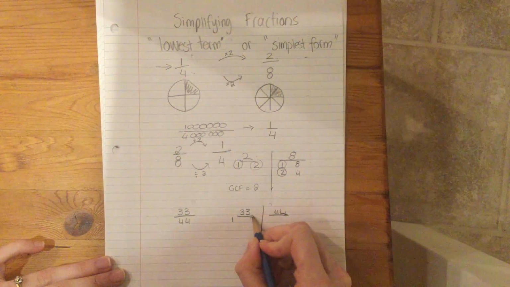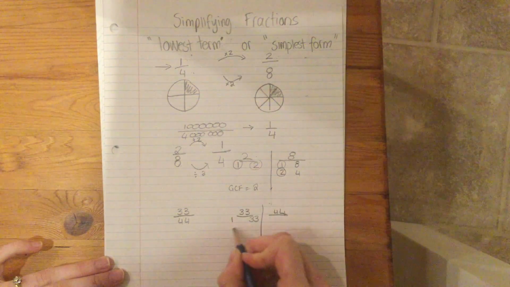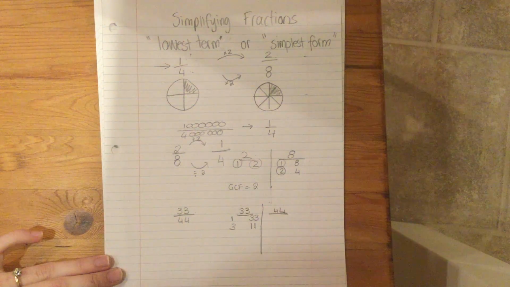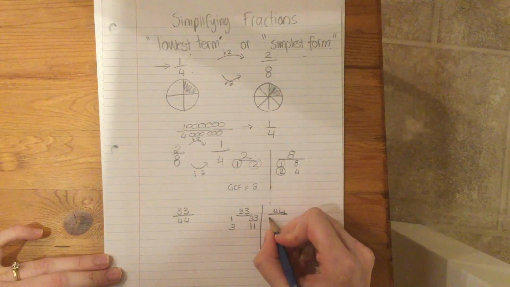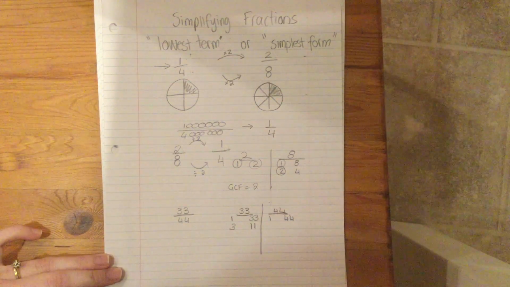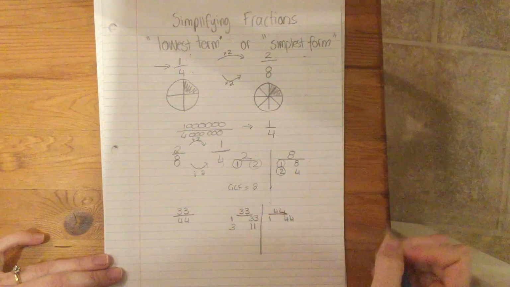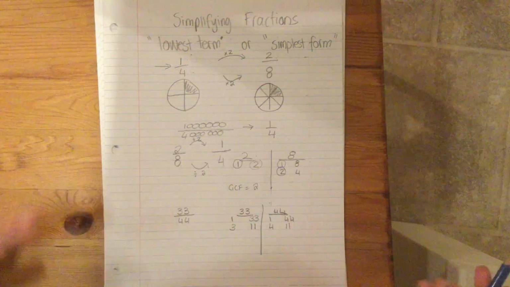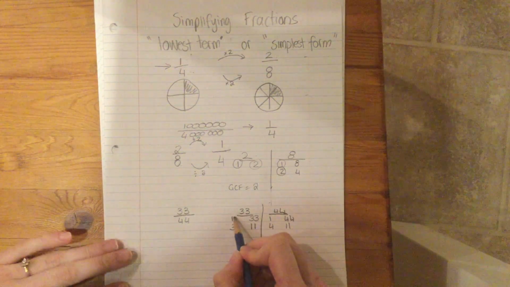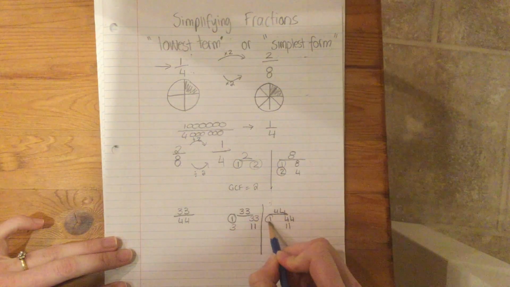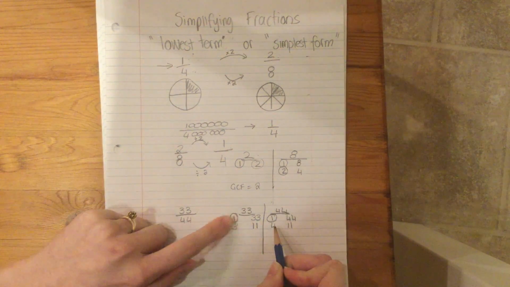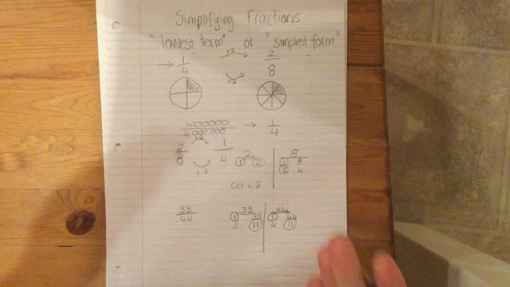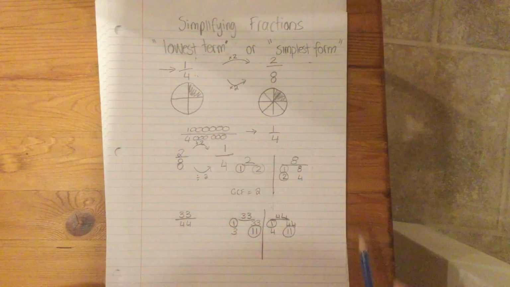So 1 is a factor, so is 33. And then the other factor of 33 is 3 and 11. So let's list the factors of 44. 1 and 44. The other factors of 44 are 4 and 11. Let's go ahead and circle the common factors between 33 and 44. So in both cases we have 1, and in both cases we have 11. Well, which is larger, 1 or 11? And I hope you know the answer to that, it's 11.